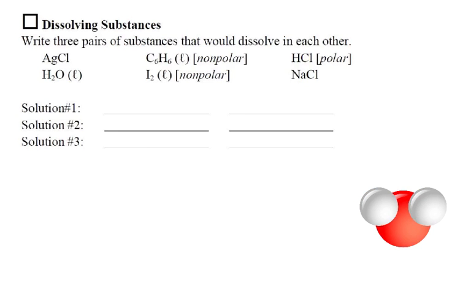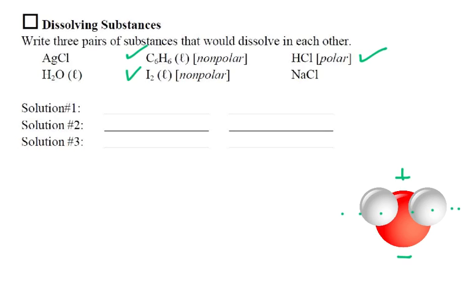Now the next part is talking about different kinds of solutions, and we want to see what will dissolve with what. We have to look at these and say, well, we're telling you that benzene is nonpolar, iodine is nonpolar. We're telling you that HCl is polar, and we're already supposed to know that H2O is polar. It looks like a little Mickey Mouse, and one side is a little bit negative, one side's a little bit positive, and that's the definition of a polar molecule, where one side of it is a different charge than the other side.